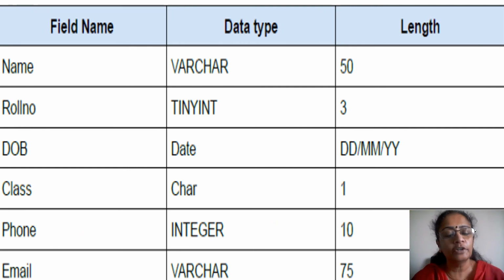Now here you are going to have field names like name, varchar, the length is 50; roll number, tiny int, 3; date of birth, it is going to be a date data type, and you are going to have it in the DDMMYY format. Class is going to be char, that is character, the length is going to be 1. Phone number, integer type, the length is going to be 10, and email, varchar 75. So these are the details of the table that you are going to create as practical, and enter the data according to your choice.